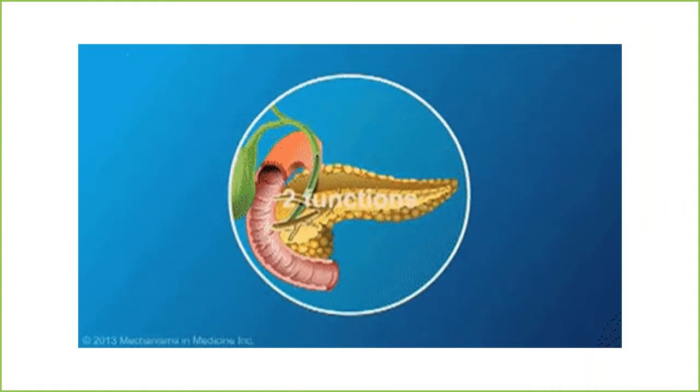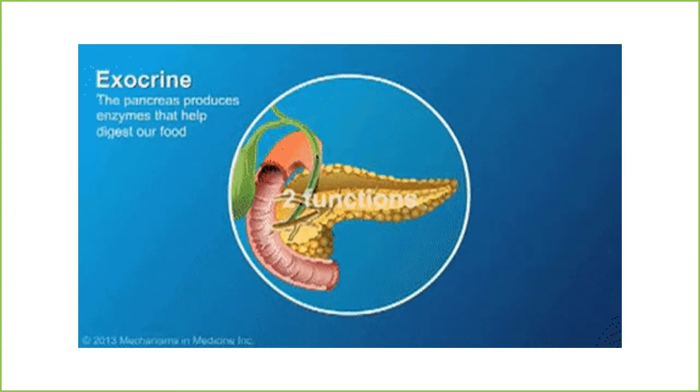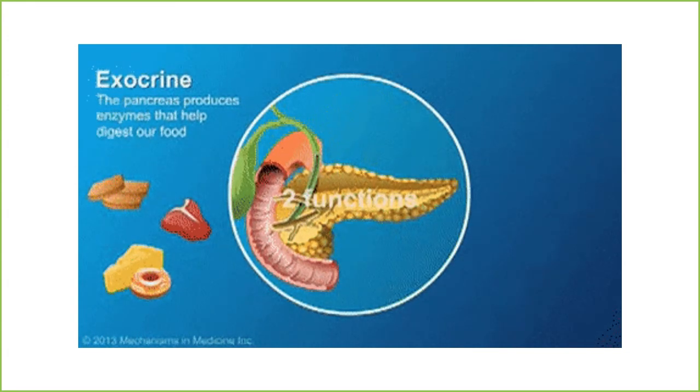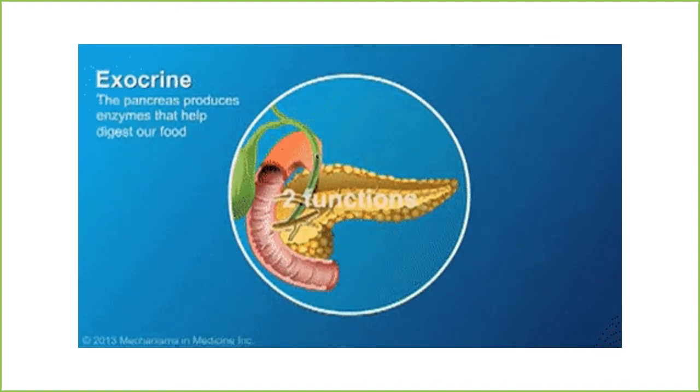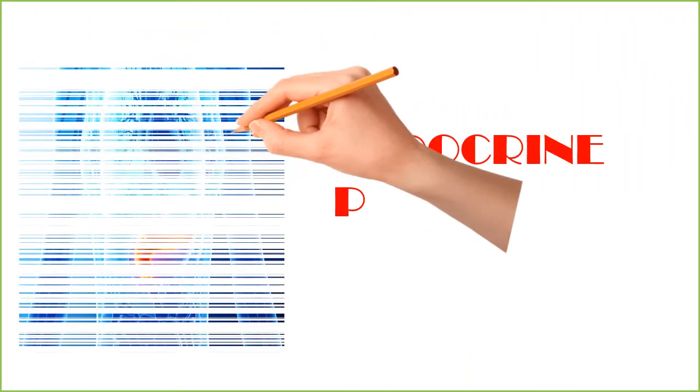Now pancreas has two functions, exocrine and endocrine function. Exocrine helps in digestion, whereas the endocrine regulates the blood sugar. Now let's get started with the endocrine part of the pancreas.